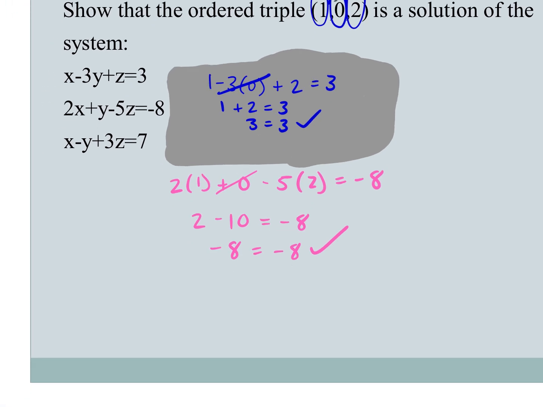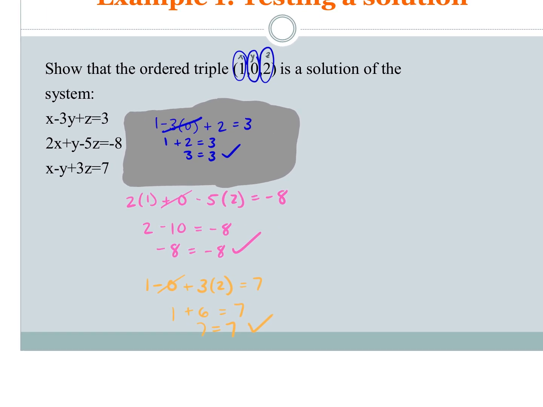Let's test the third. So 1 minus 0 plus 3 times 2 equals 7. We've got 1 plus 6 equals 7, so 7 equals 7. Is this true? Yes. So then, yes, it is a solution. So you have to test all 3. It could work in the first 2 and not in the third, so you have to check all 3. If it doesn't work in 1 out of these 3, then it would not be a solution.